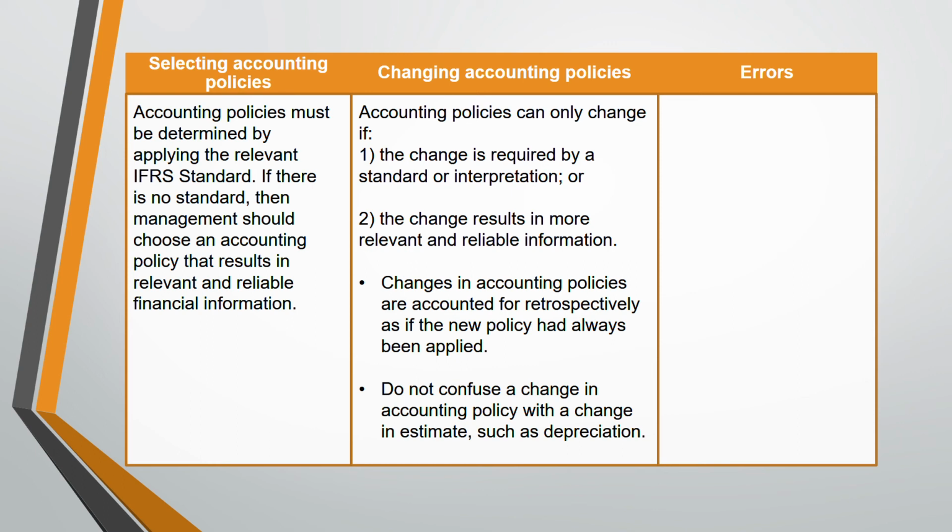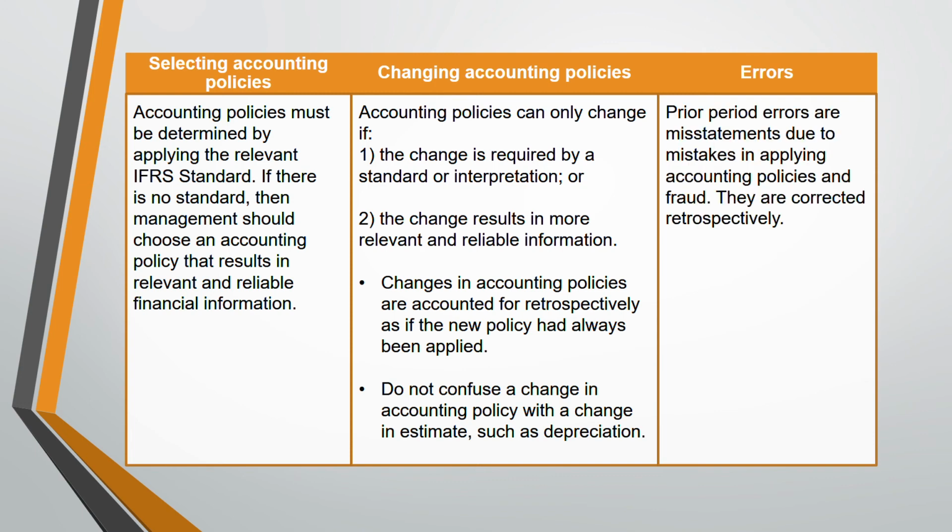Understood? The third one is error. We are finished with policy, we are finished with estimate, and the third one is error. Prior period errors mean errors you made before, and now you have to correct them. It could be an unintentional error, or it could be a fraud. Whatever it is, because of this error there are misstatements now. You need to correct this error. Go back and change it retrospectively. So this also you have to change retrospectively.